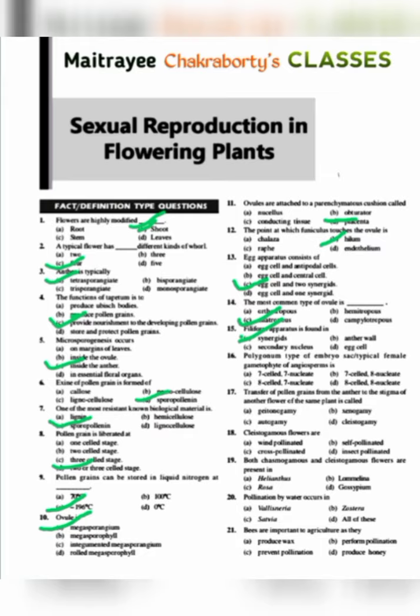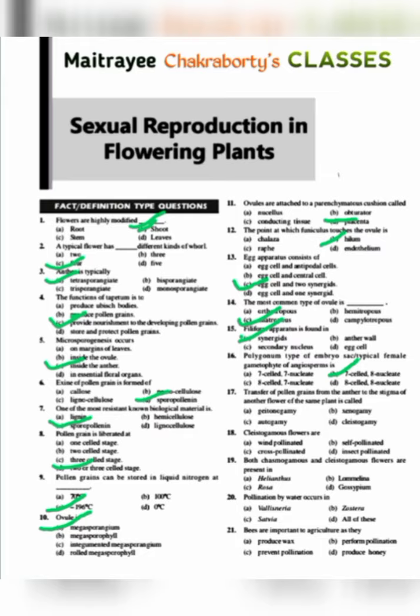So what we know is that a typical mature embryo sac of angiosperm is 7-celled 8-nucleate, that is 3 antipodal cells, 3 egg apparatus cells, and 1 central cell, that is 2 polar nuclei. So question number 16 will be B.